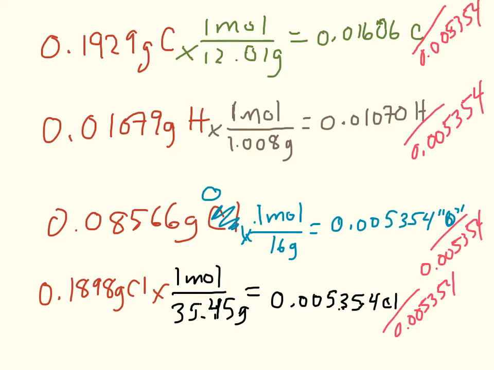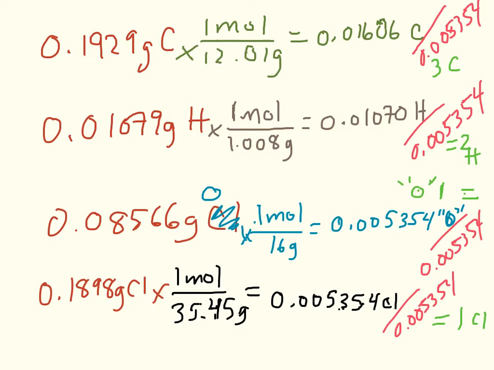So when we divide by the smallest number, that means we have 1 chlorine here. That one gives us 1, I'm going to write backwards here, 1 chlorine. This one over here gives us a 1.99, which we'll call 2 hydrogens. And this one up here gives us 3 carbons. So that actually ends up becoming our formula.